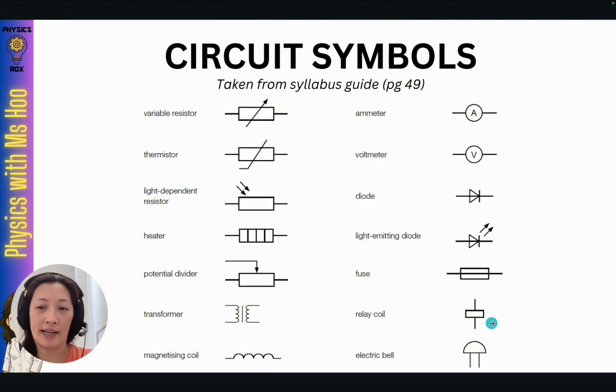For a relay coil, it looks like this. The line is connected to the long parallel section of the rectangle instead of the short ends.